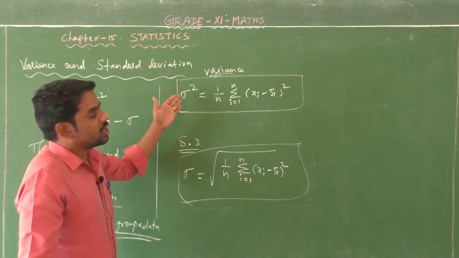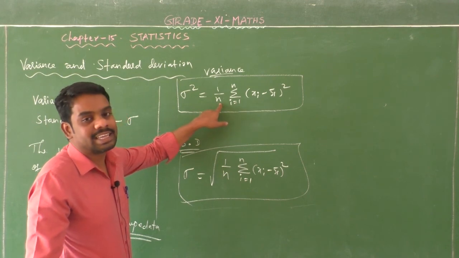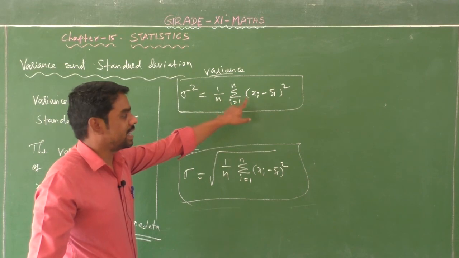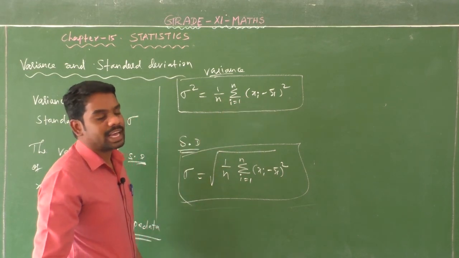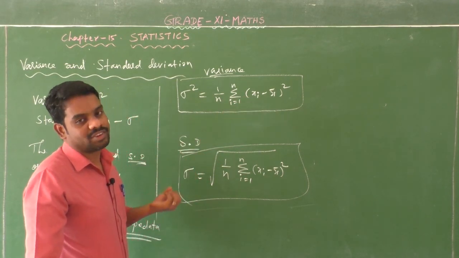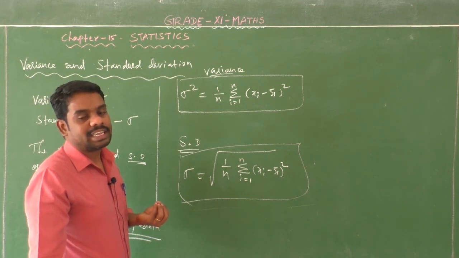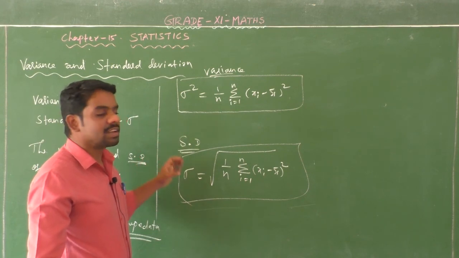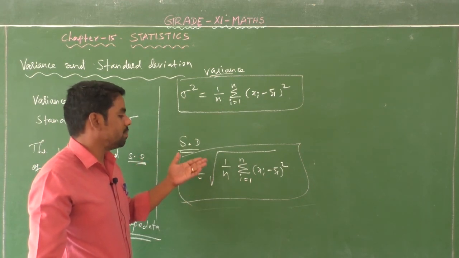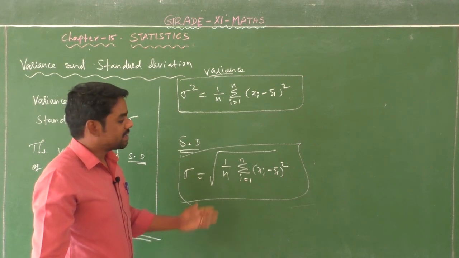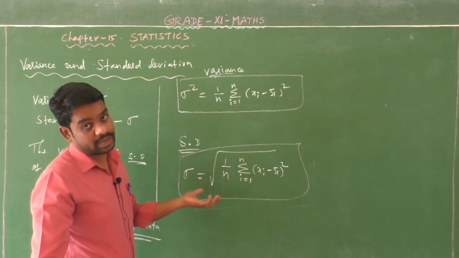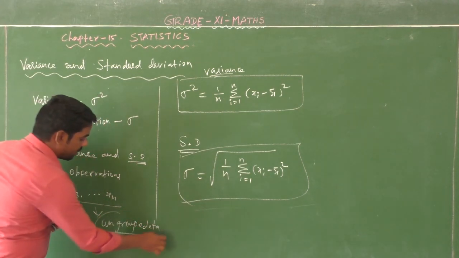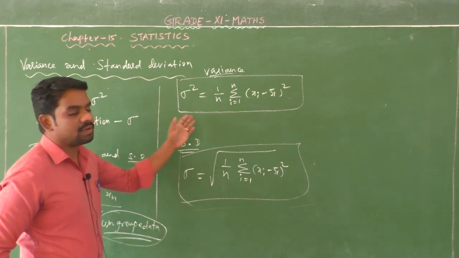Variance is sigma squared equal to 1 divided by n, where n is the number of observations, summation of i equal to 1 to n of xi minus x bar the whole square. Here x bar is the mean, that is the average, of the given observations. And standard deviation is sigma equals the square root of 1 divided by n summation of i equal to 1 to n of xi minus x bar the whole square. When the given data is ungrouped data, use these formulas.